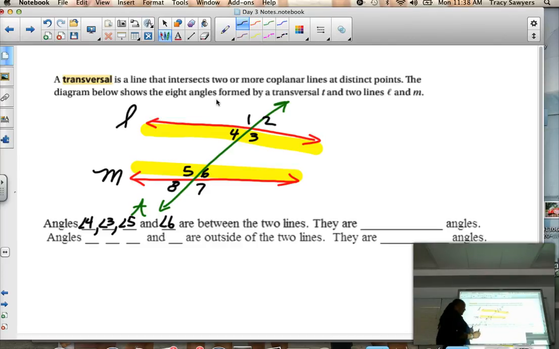They are called interior angles. That's a vocab word. So interior angles are anything that are between the two lines that are intersected by the transversal.